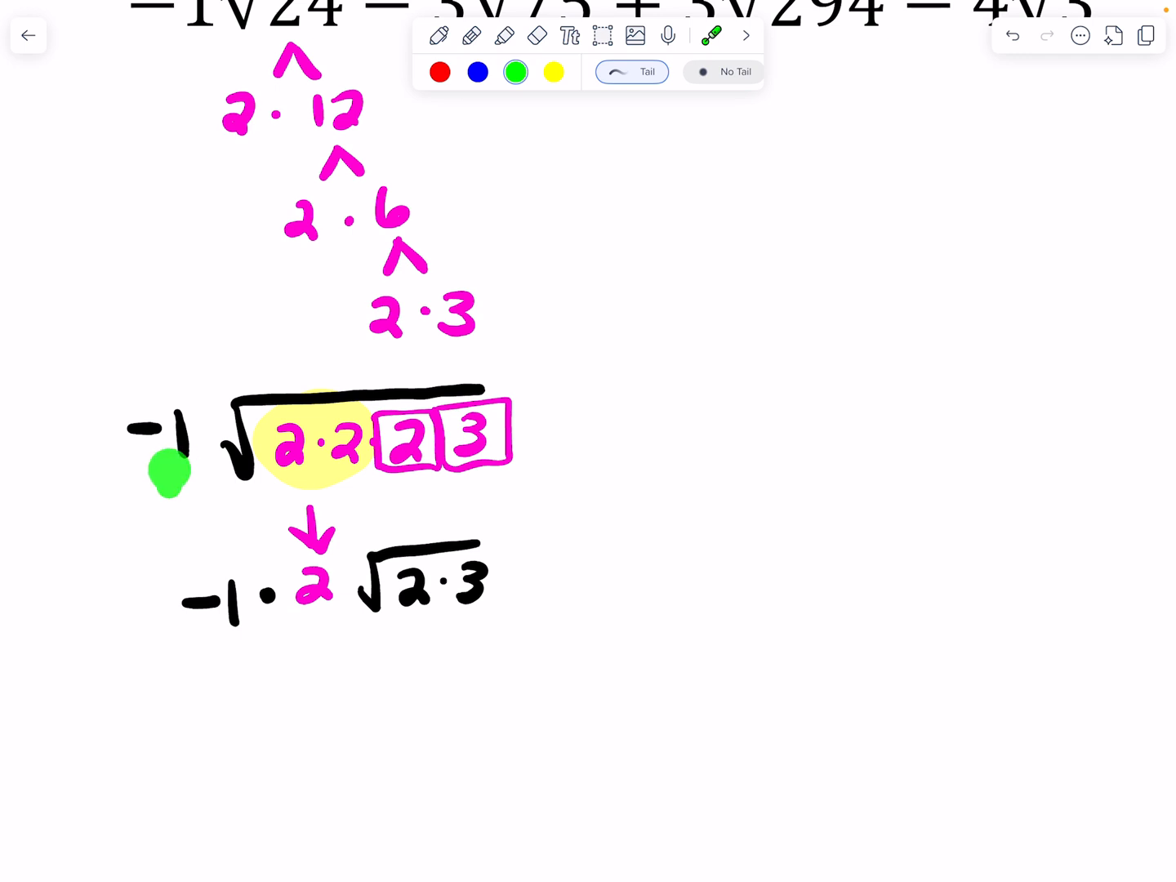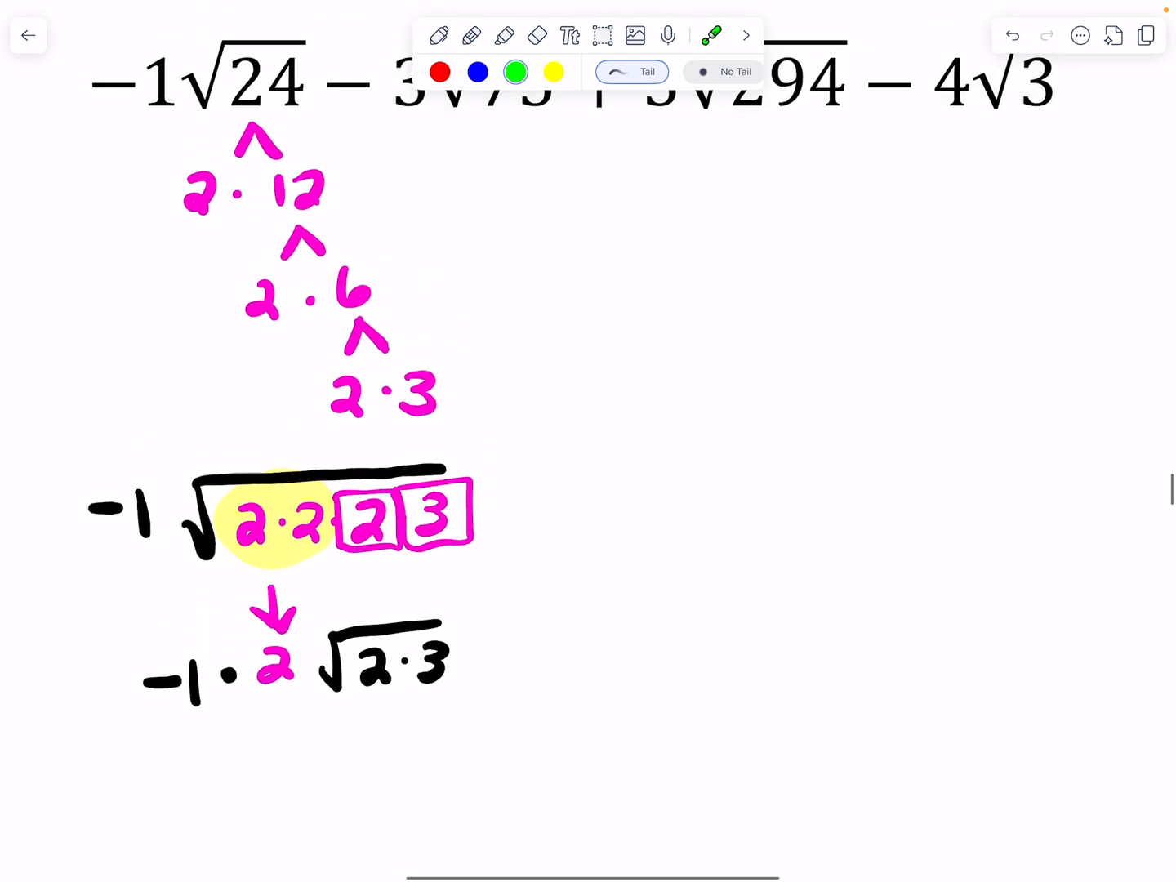Notice this negative 1 just hangs out in front. It comes down from our question, stays in front, and it's being multiplied by whatever we brought out of the radical. So now we have negative 2 square roots of 6.